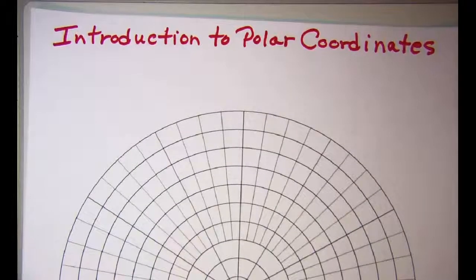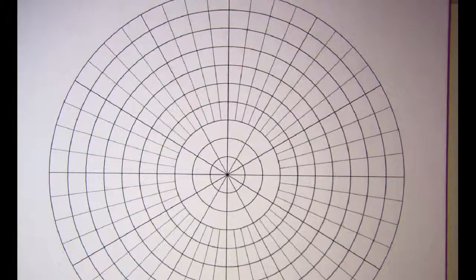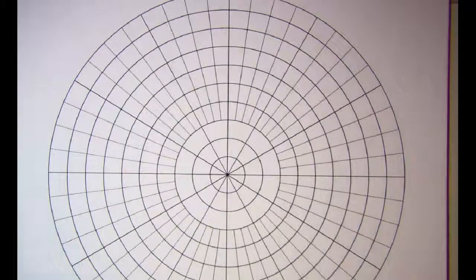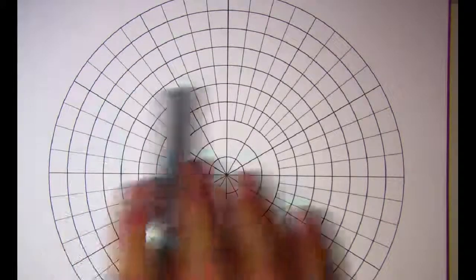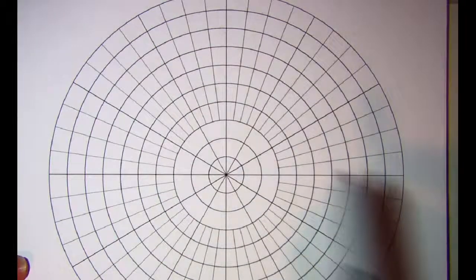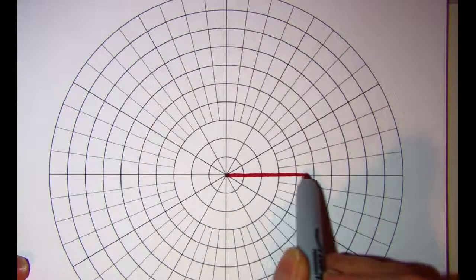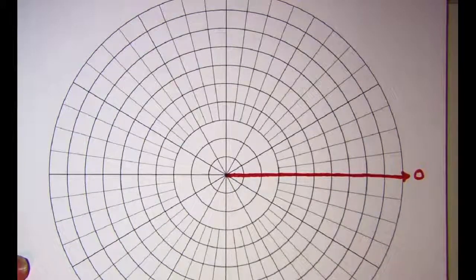Now with polar coordinates, you'll see that the graph paper looks a lot different. If you prefer to use polar graph paper, it's going to look different depending on what you find or download, or if you were to Google polar graph paper. They have all different kinds out there. This is one kind that I found, and in order to familiarize ourselves with this polar coordinate plane, it's helpful if we first find our 0.